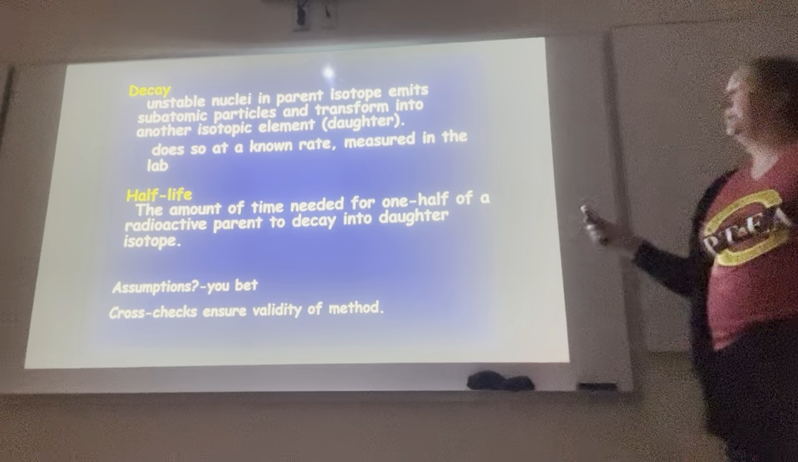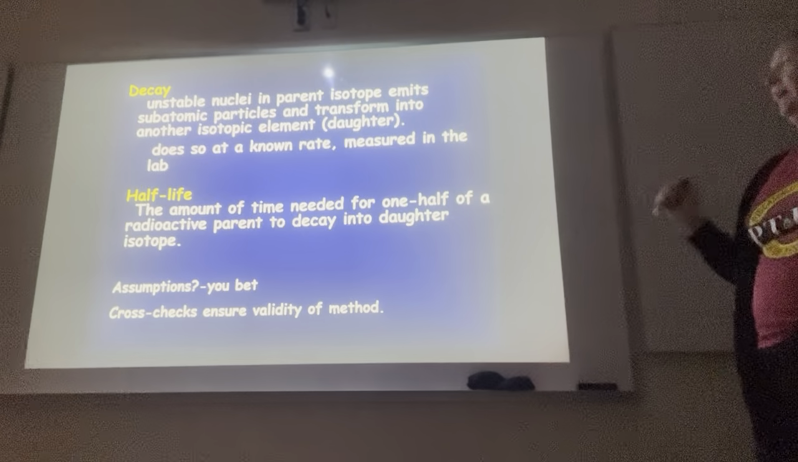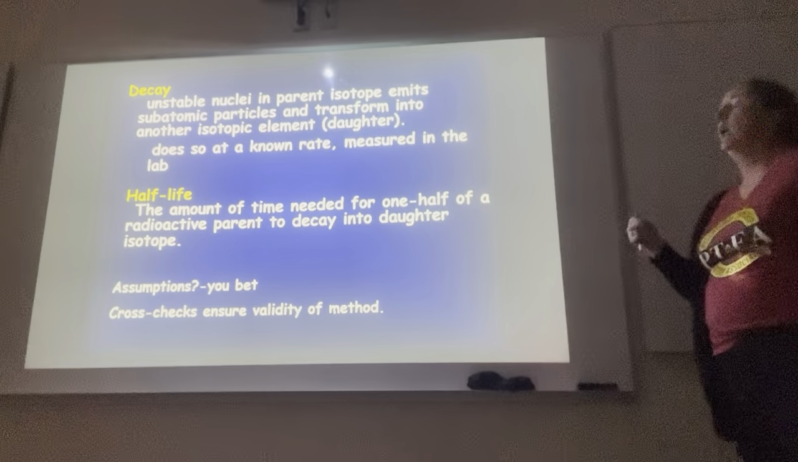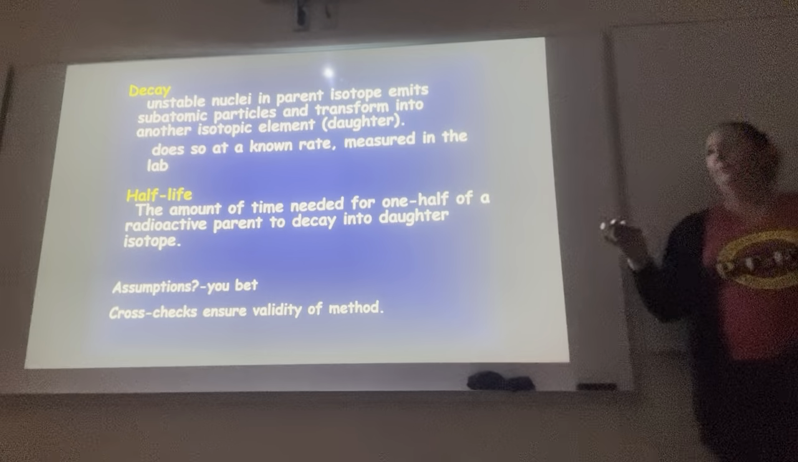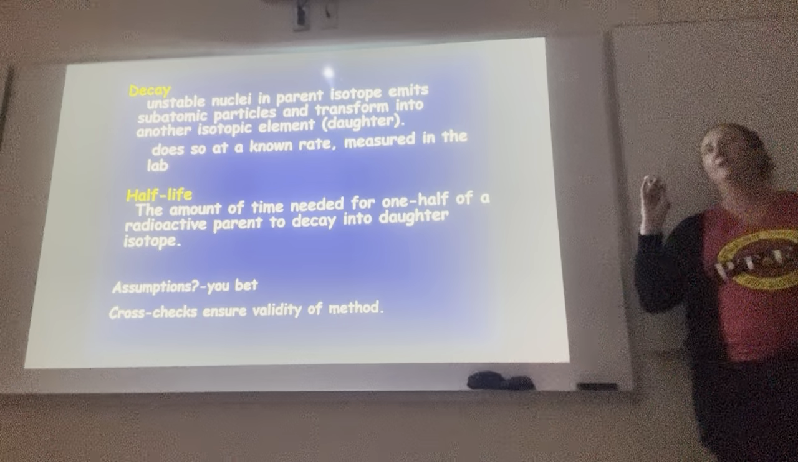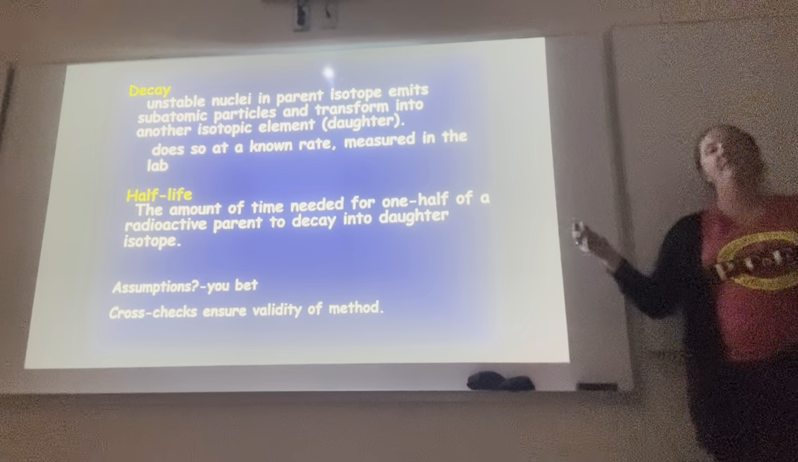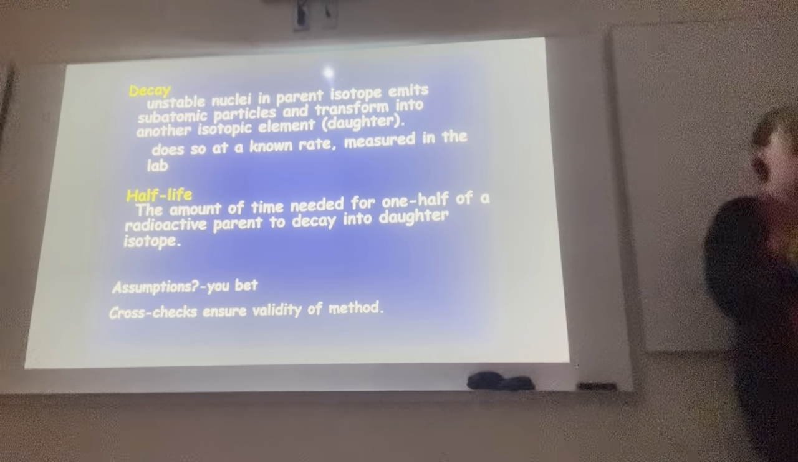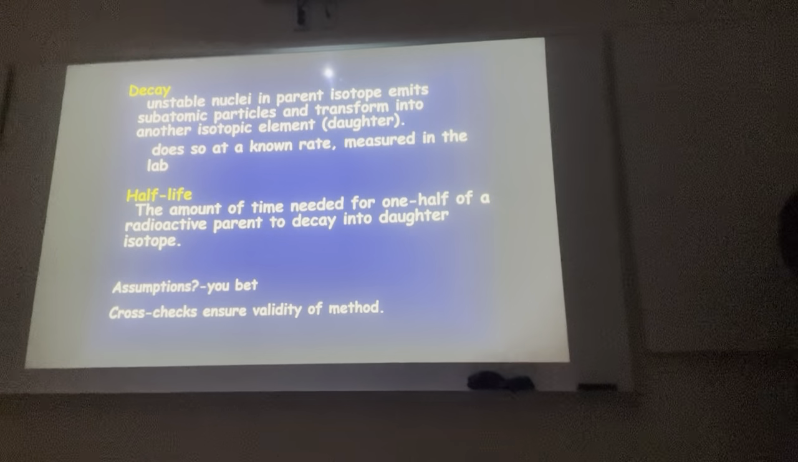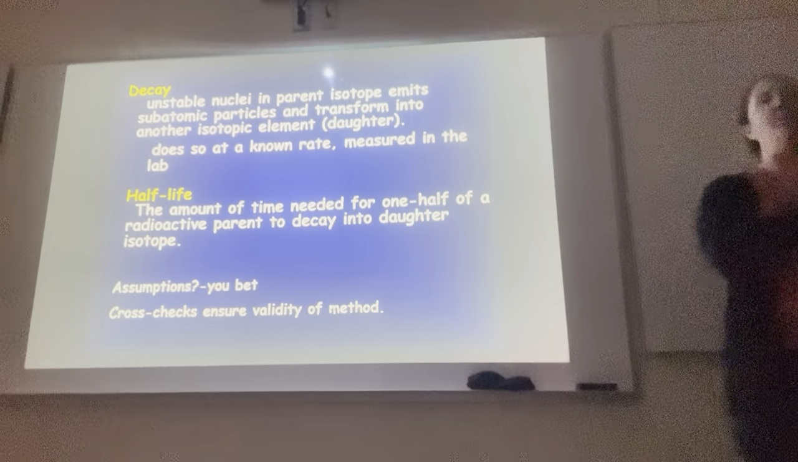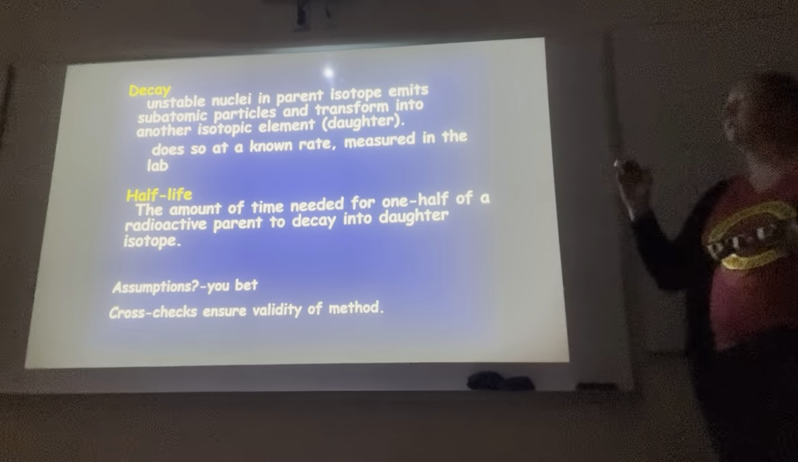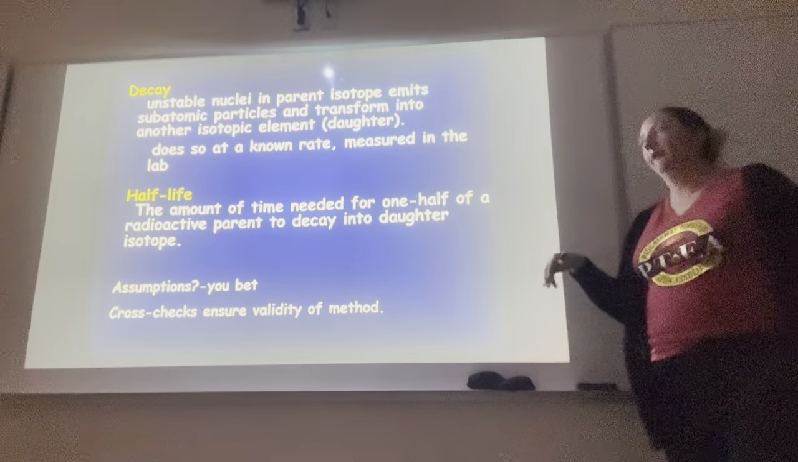Half-life is the amount of time needed for 1/2 of the radioactive parent to decay into daughter isotope. So what this means is that if you have a sample and 1 half-life has passed, half of that original sample will have decayed into daughter. After the passage of a second half-life, half of the remaining amount will decay into daughter, and so on and so forth. So you just get lesser and lesser amounts of parent remaining.